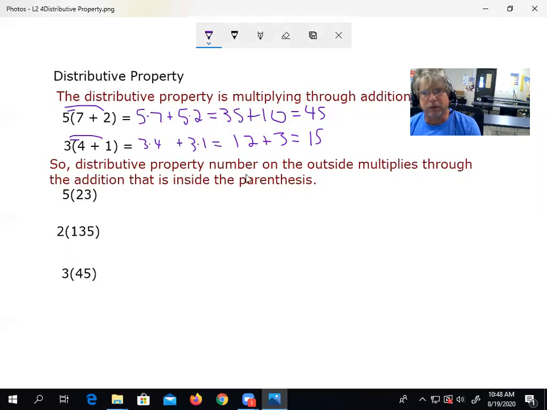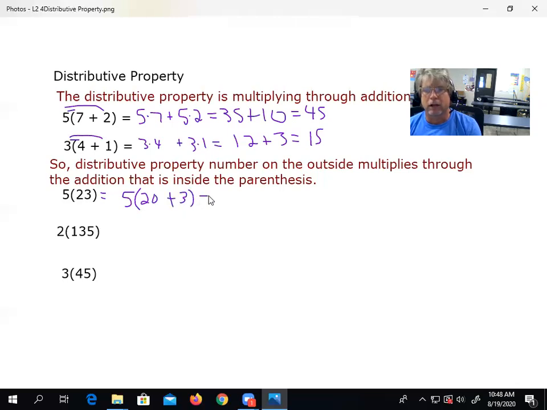So the distributive property, there's a number on the outside that multiplies through the addition that is inside the parentheses. So notice right now, this would not be distributive property. That would just be 5 times 23. But what we're allowed to do, though, is change 23 into an addition problem using place value. So the 2 means a 20, and the 3 means just 3 ones.